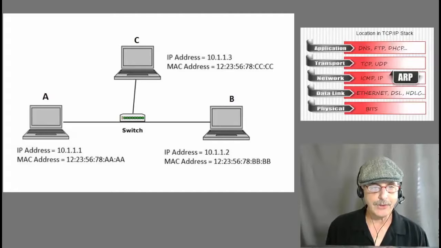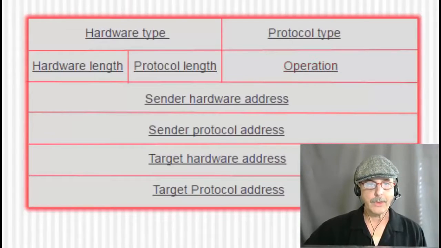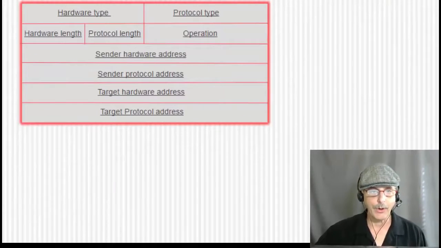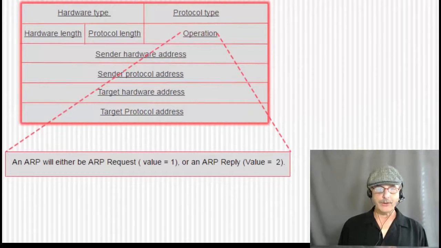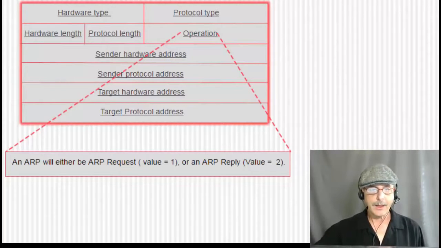So, to help us understand the ARP request, let's look at the ARP header for a second. We have a hardware type, a protocol type, hardware length, and a protocol length. These fields are less important. You can check those out later if you want. But let's start with the operation field. Either it's a request, in which case the operation field will have a value of 1, or it's a reply, in which case the operation field will have a value of 2.